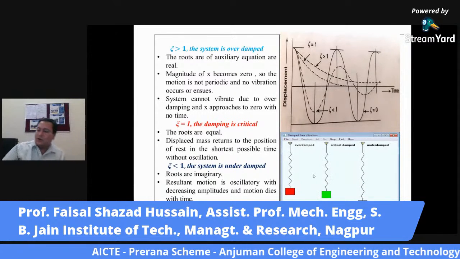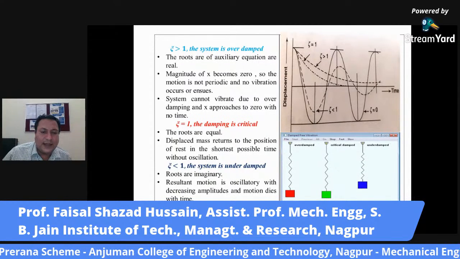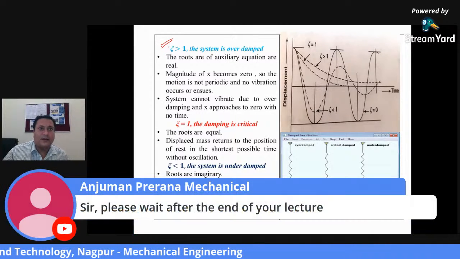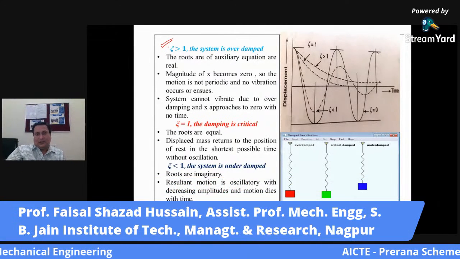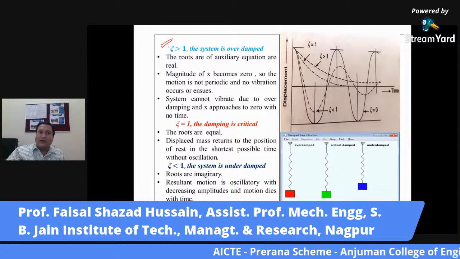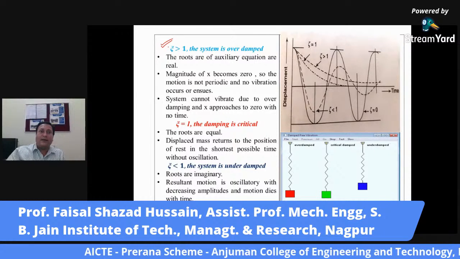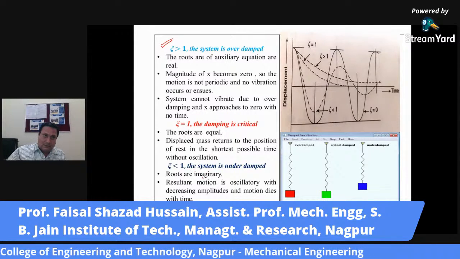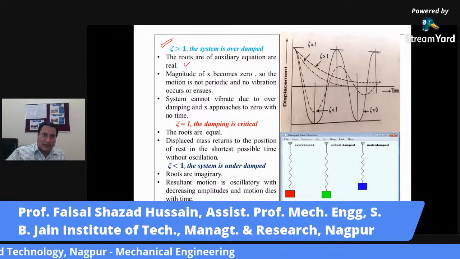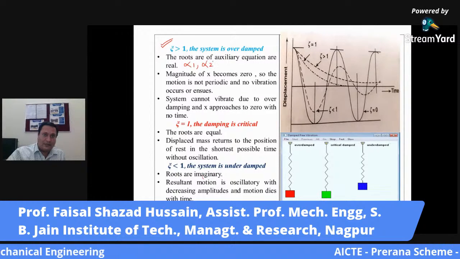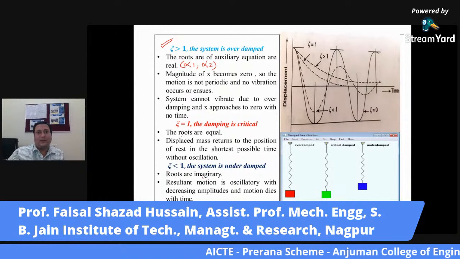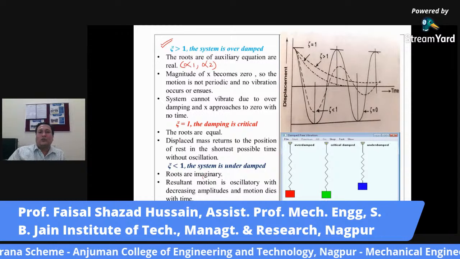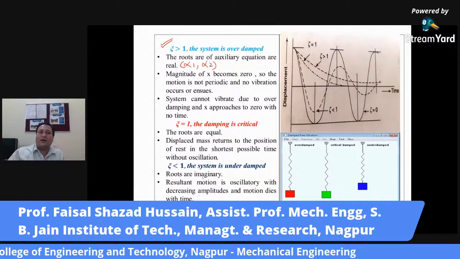So first of all, let us see if the damping factor is greater than 1. If the damping factor is greater than 1, the system is what? Overdamped. And in overdamped, I have told you the roots will be real. Roots means what? Roots of the auxiliary equation. And the roots of the auxiliary equation are alpha 1 and alpha 2. In an overdamped system, the magnitude becomes 0. So the motion is not periodic and no vibration occurs or ensues.